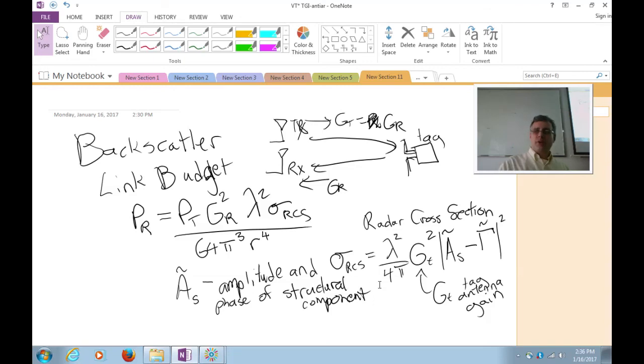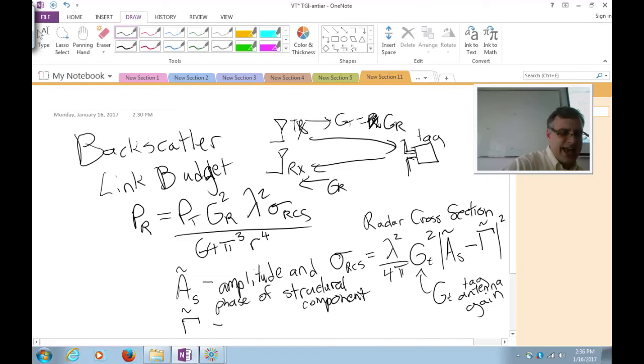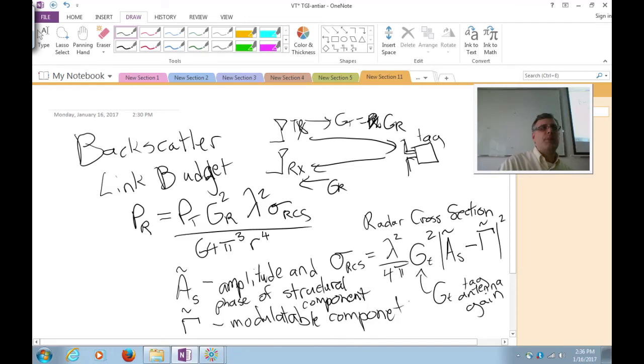Then there's another component that has an amplitude and phase. This is the gamma, and this is the modulatable component. This is the component that depends electrically on what you connect to the antenna. So it's like a reflection coefficient. It's a unitless number. It has an amplitude and phase. It can be complex. And if you want to figure out how to calculate it, you use this formula.